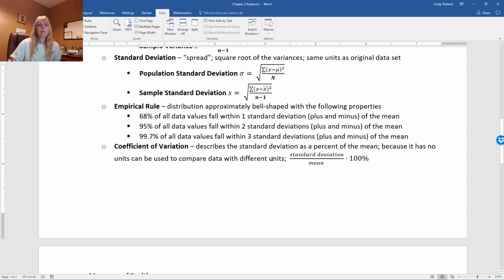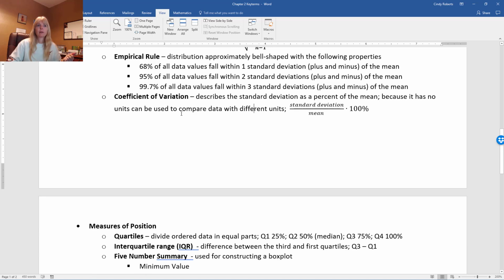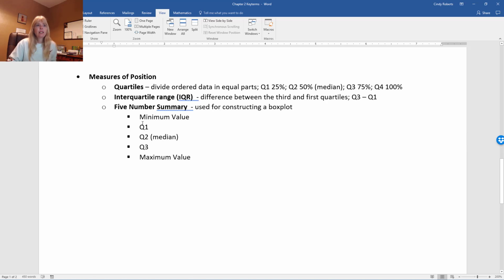Coefficient of variation, this is kind of nice because it describes the standard deviation as a percentage of the mean. The nice part about it is you can compare things with different units. Like I always say, how do you figure out the best athlete? If you're talking about Michael Jordan or, trying to think of somebody good, Tom Brady, two different sports, right? Well, how could you compare them? This would be a way that you could compare, because certainly basketball is going to have different stats than football.